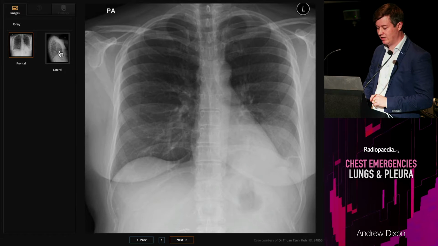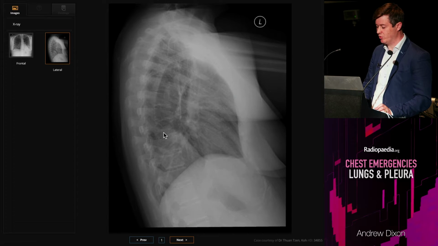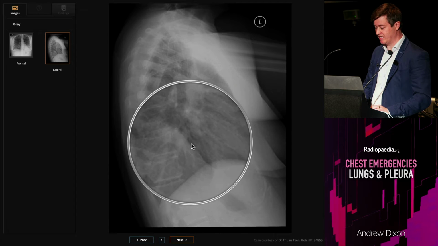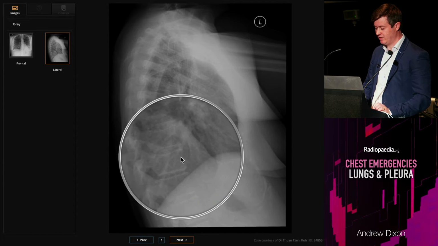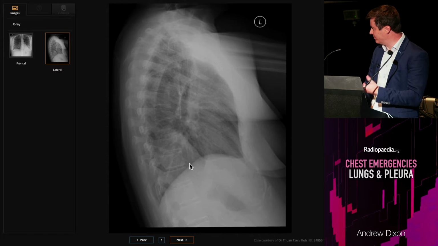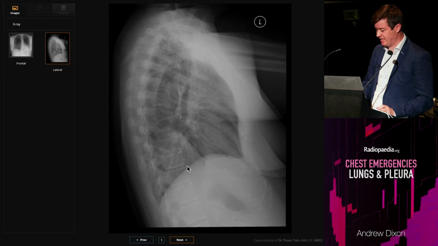If we look on our lateral image, we've lost our more black sign. As those vertebral bodies come down, they suddenly become more dense at the bottom here. Actually, you can kind of see the fissure being outlined here, and we can only see one hemidiaphragm. Therefore, there must be something of the same density sitting next to that diaphragm obscuring it. So that is left lower lobe consolidation.